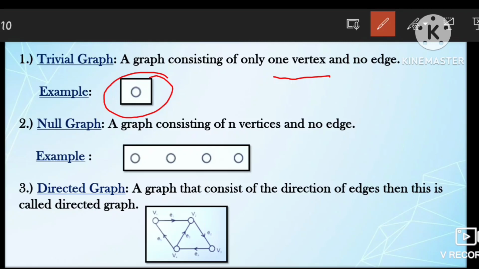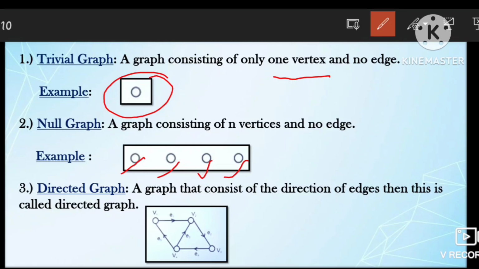Now second is the null graph, a graph that consists of n number of vertices and no edges. So in the example you can see that we have these four vertices and there is no edge joining these vertices.